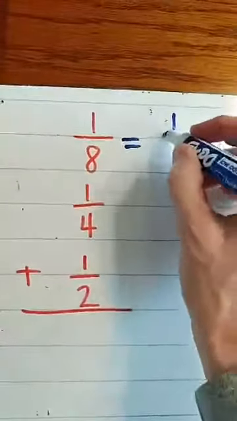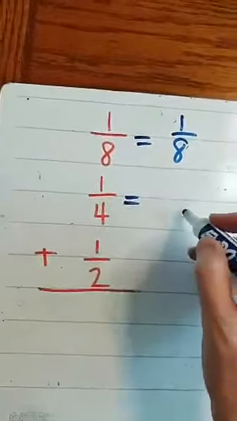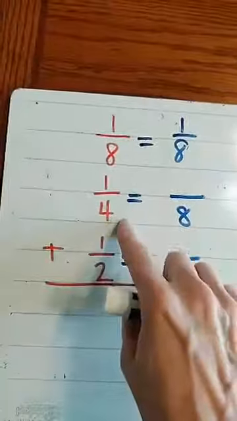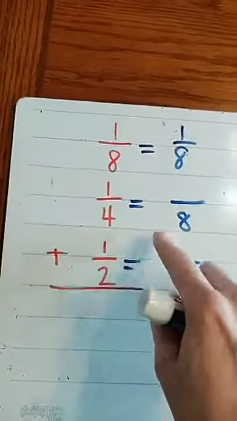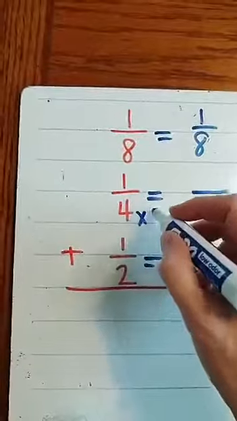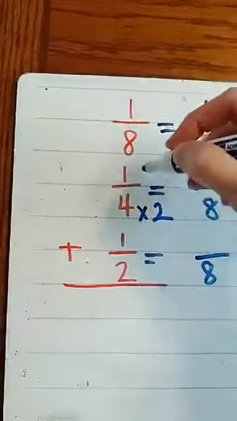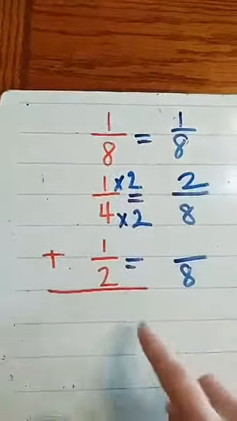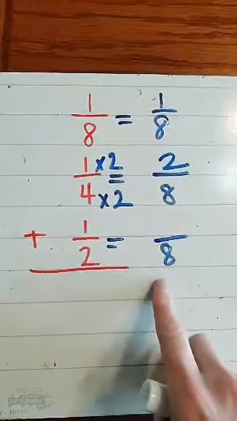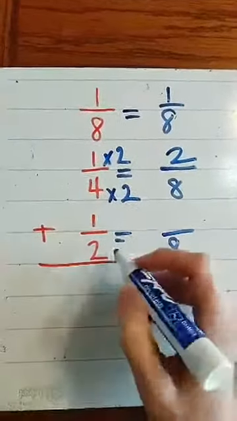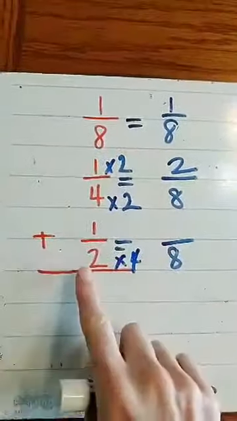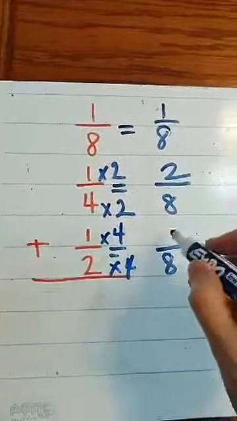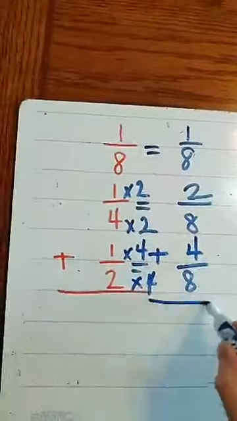Well, this one already has 8. This one's about to get 8. And same with this one. So I'm going to work with this fraction first. 4 times what gets me 8? You're right, 2. Whatever I do to the bottom, I do to the top. 1 times 2 is 2. All right, down here, 2 times what gets us 8? You're right, 4. Whatever I do to the denominator, I do to the numerator. 1 times 4 is 4.